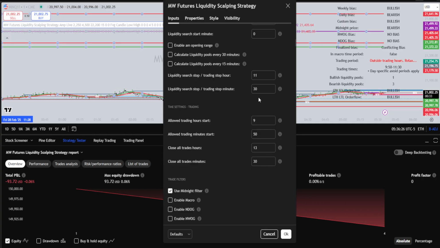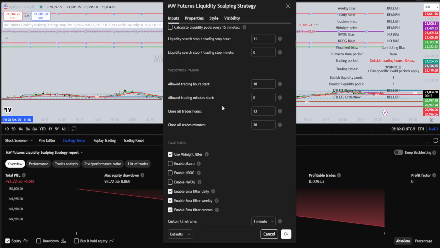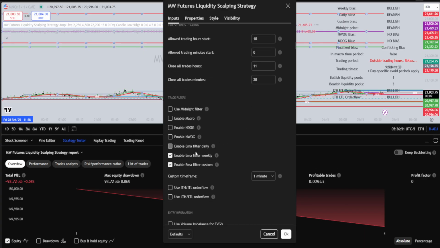By default, this is set to 11:30 due to the fact that the silver bullet hour has a rule where you can only place trades between 10 and 11. I will be placing this to 11 o'clock. I will set my allowed trading hours to 10, and we will close our entire positions by 11:30 for now. We will remove all the filters.